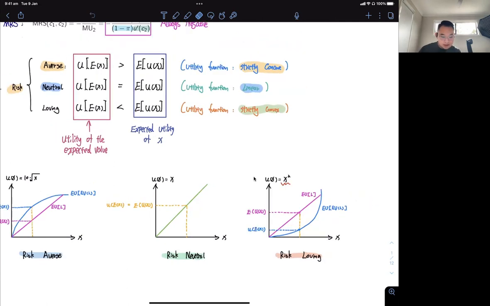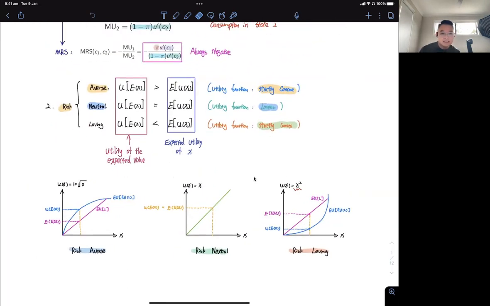So that's just graphically how we see whether a person is risk averse, neutral, or loving. All we need to do is determine the slope of the function. If this function is concave, then this is a risk averse person. If this is convex, then this person is risk loving. And if this is a linear function, then this person is risk neutral.